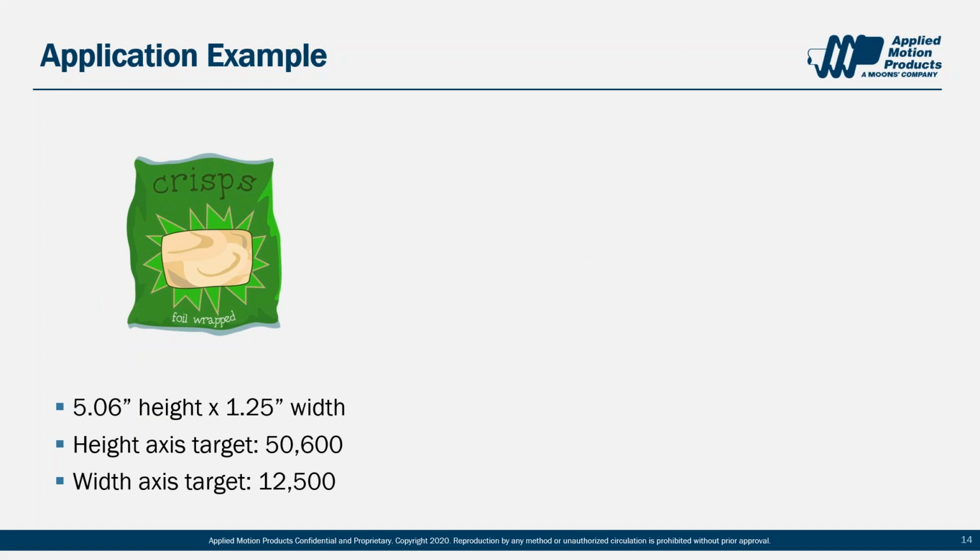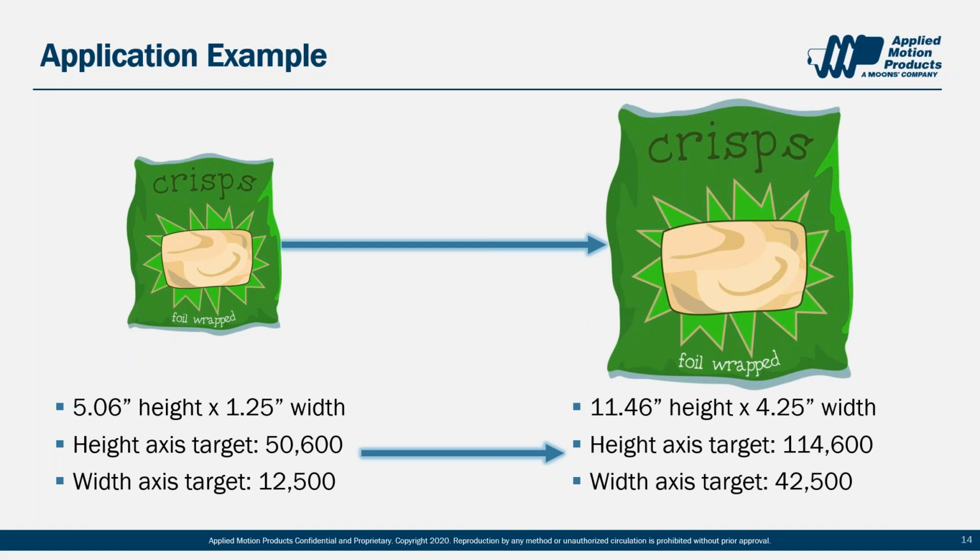If we now do a product changeover to the larger bag, that's 11.46 inches high by 4.25 inches wide, those numbers become 114,600 and 42,500. Quick and relatively easy.